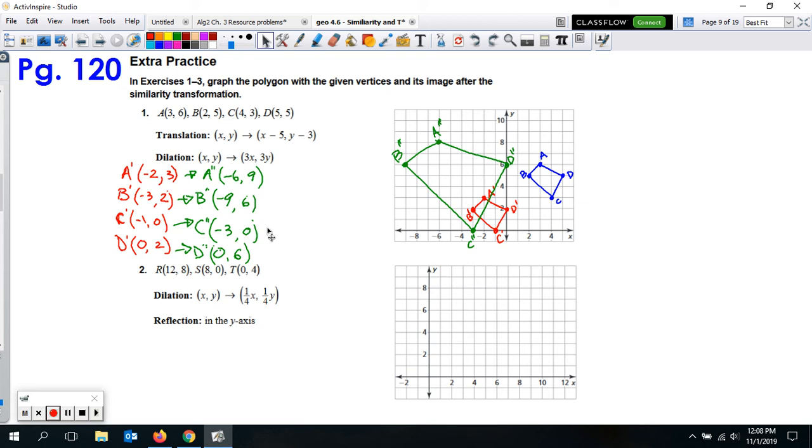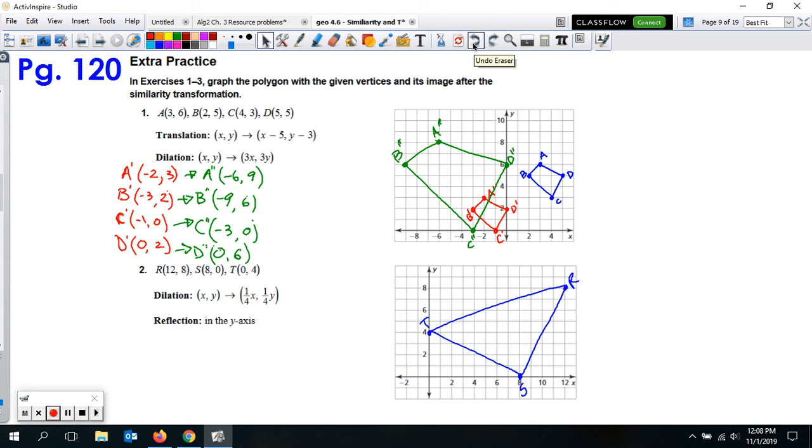Okay, so for number 2, go ahead and start with just plotting the points. We have 3 points. We have a triangle, RST. Go ahead and plot the points R, S, T right there on your graph. You can go ahead and pause the video and do that part. So after you've plotted your points, your triangle should look like this. It's a fairly large triangle.